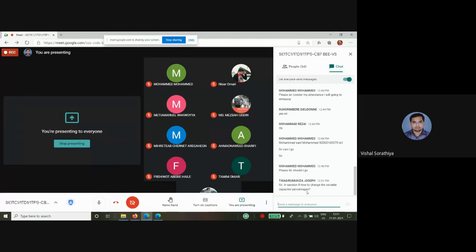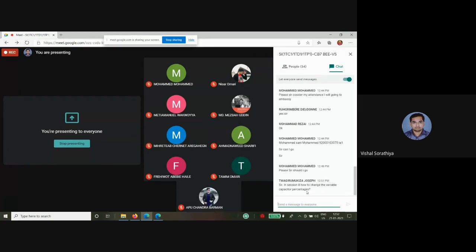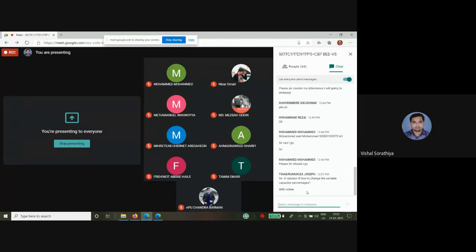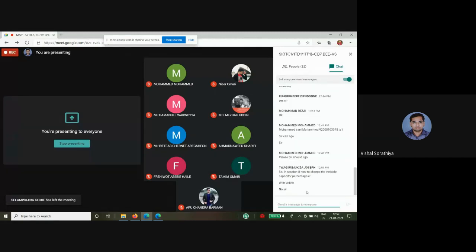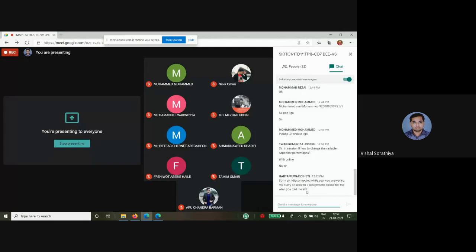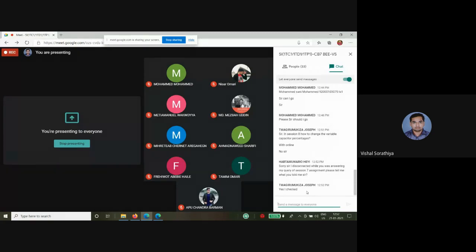Joseph, in session 8, how can we change the percentage? By double clicking on that, it will give you the value, or there is some knob. If you change that online, you can consider making it 0 Farad, and you can make it full Farad. Likewise, you can try it. Is a variable capacitor available online? Joseph, have you checked? You can make it either 0 Farad or full. Likewise, you can check it.